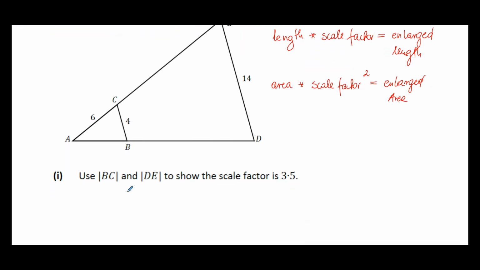So applying that knowledge to the first part. BC is the small length. So BC length multiplied by the scale factor will give me the enlarged length, which is DE. So put in numbers here. BC is 4. Multiply, I'm just going to put for the short version, SF, scale factor, will give me the DE, which is 14.